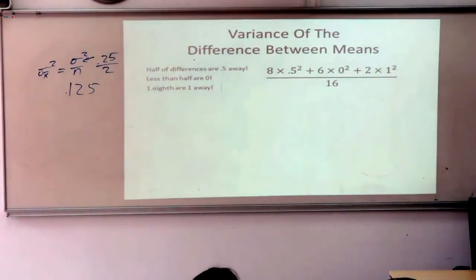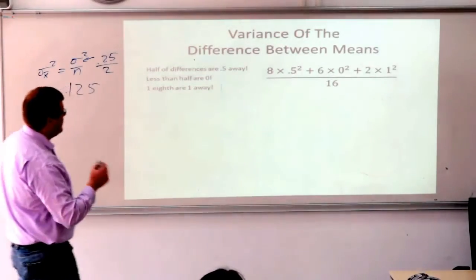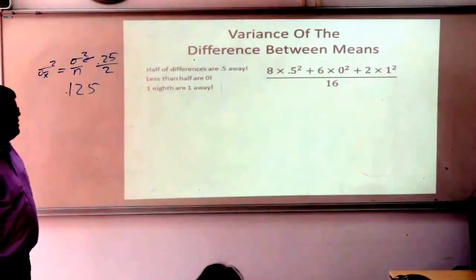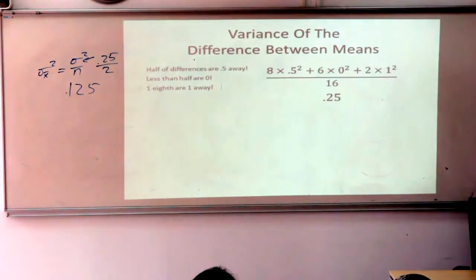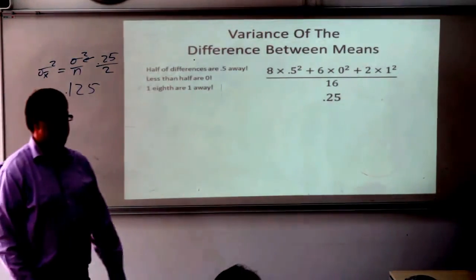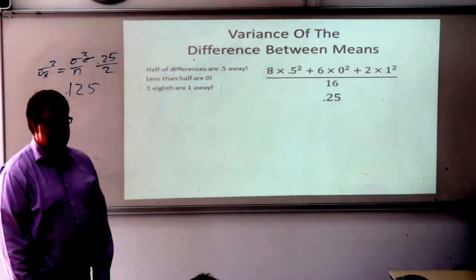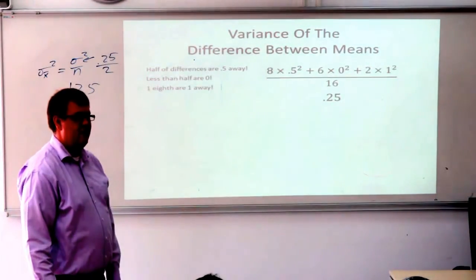So if we do this, 8 times 0.5 squared plus 6 times 0 squared plus 2 times 1 squared, all over 16, our answer is 0.25. It's the same as the first one. So it's not bigger as well.